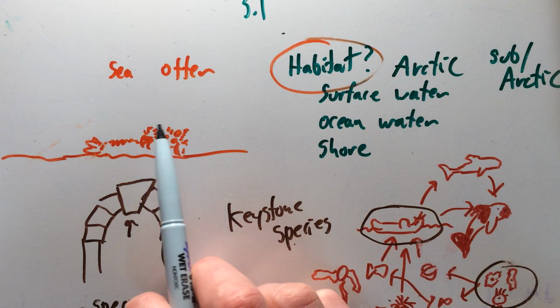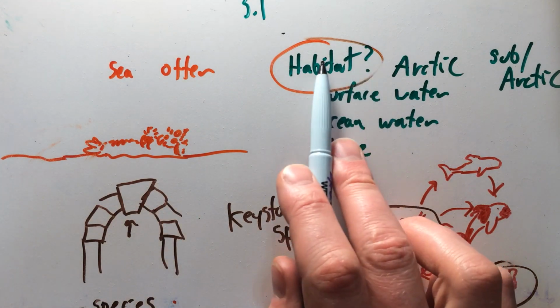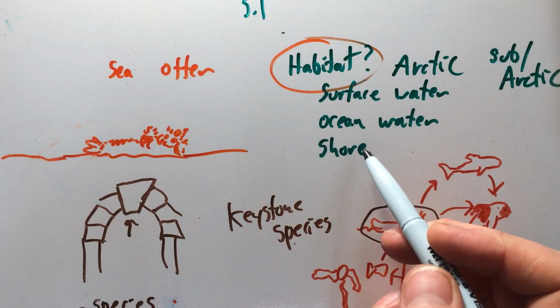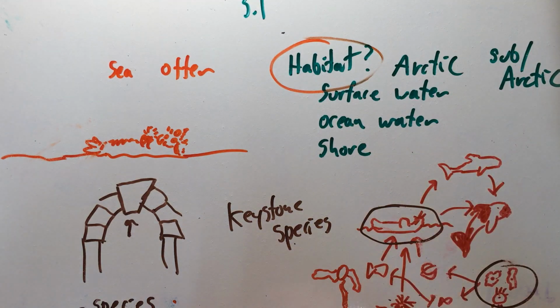But I asked the class to just name an animal. They came up with sea otter, and then I wanted to cover what the definition of a habitat is. So in this case we discussed that a habitat for a sea otter is the ocean, but more than that, it's specific to near the shore, at the surface of the water, and in the Arctic or the subarctic area.